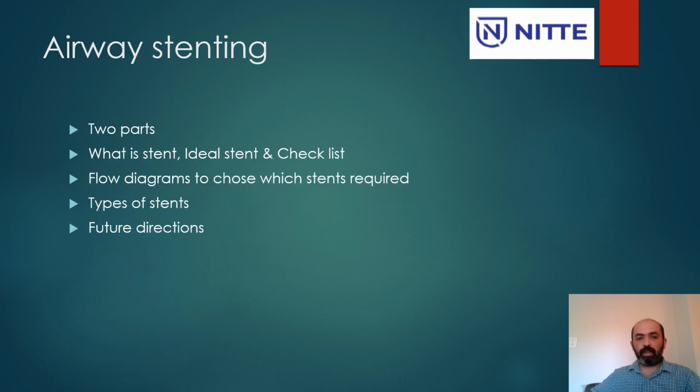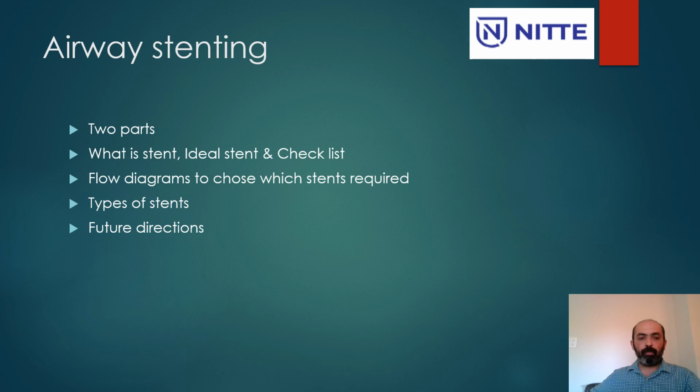Coming to airway stenting, again it will be discussed in two parts. The first part will discuss what a stent is, what an ideal stent is, what checklists you need to follow before putting a stent in a particular patient, flow diagrams to choose which stent is required in benign disease and which in malignancy, and the follow-up plan.